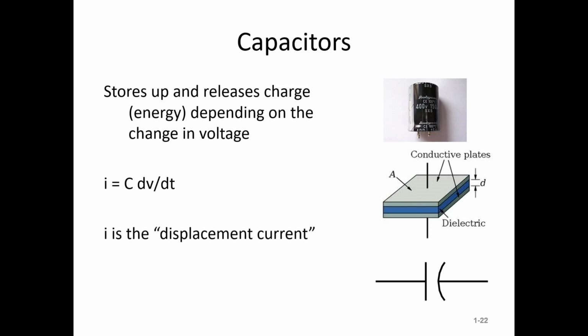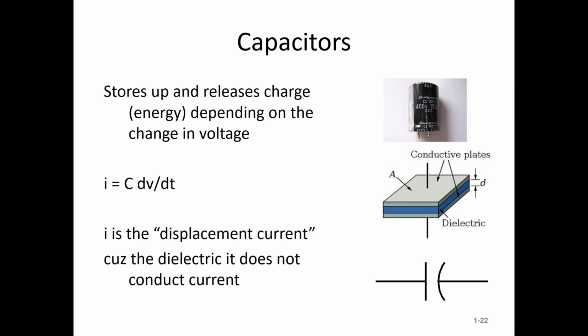Okay, and we call I the displacement current because there's an insulator in there. That little blue layer is a dielectric or an insulator. The electrons cannot pass through that. So the current that comes in or out of this thing is just coming from the plates. It's not actually passing through the device. So if you want to get current out of this thing, you have to get current into it initially. Okay, it's a storage device.